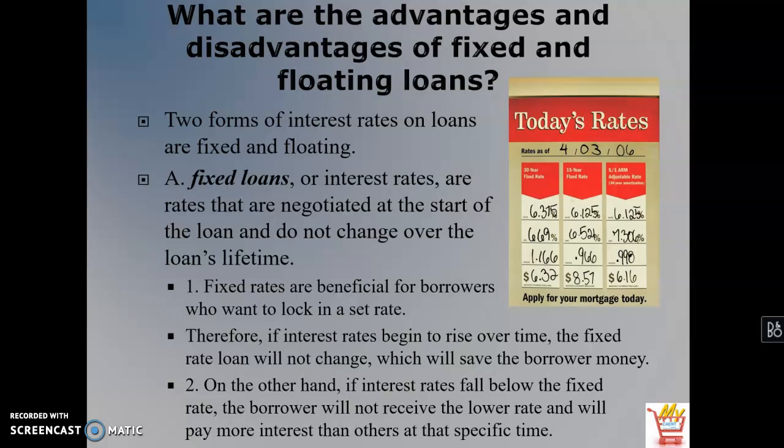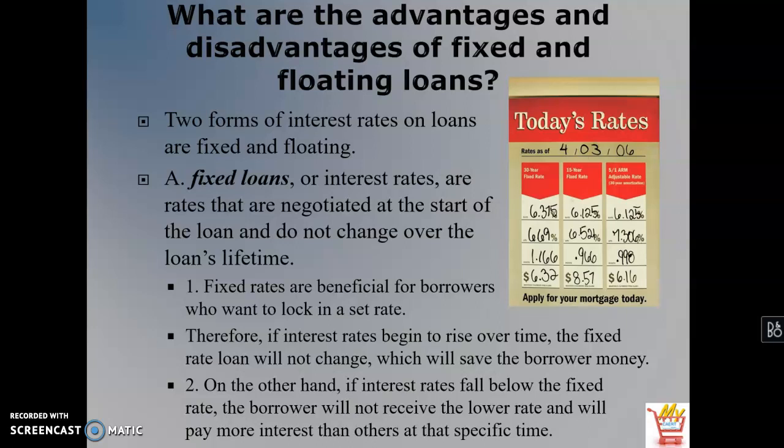So it's kind of like when we talked about futures markets when it came to commodity pricing. Some of those contracts that we discussed, their advantage was that they locked you in at a specific price, so you weren't at risk if the price went down, but at the same time, you were limited if the price went up. So a fixed loan is kind of like that.